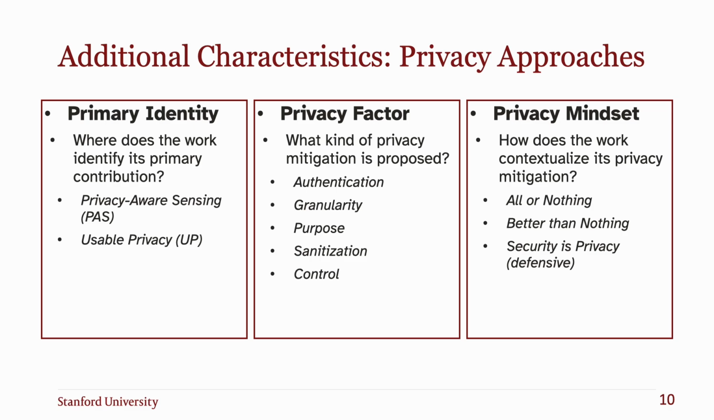security is privacy defensive, which presents a defensive security measure like system hardening and encryption as a proposed privacy mitigation; and security is privacy offensive, which presents offensive security measures like sensor jamming and attacking privacy-invasive systems. And finally, awareness, which presents user understanding and awareness of system behavior and data collection as a user-driven privacy mitigation.